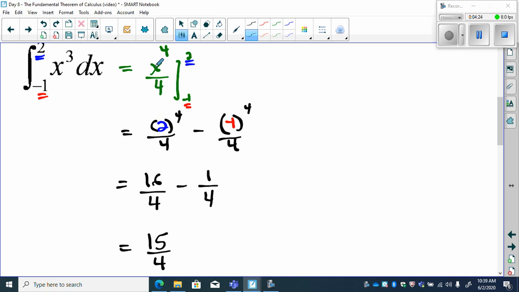So again, find the antiderivative and use the antiderivative where the c value would be 0. So notice I don't write a plus c. And then fill in your upper bound, fill in your lower bound, and subtract the two. And what this does is it actually gives you the area under the curve. So the area under the curve of y equals x cubed from -1 to +2.